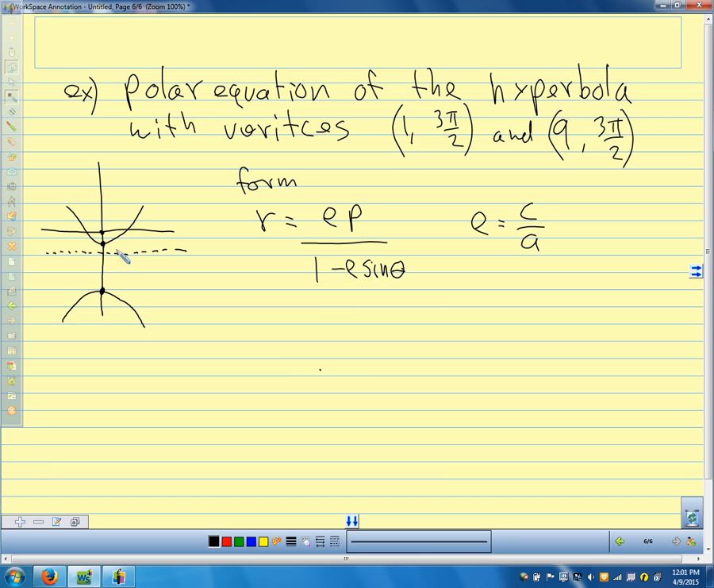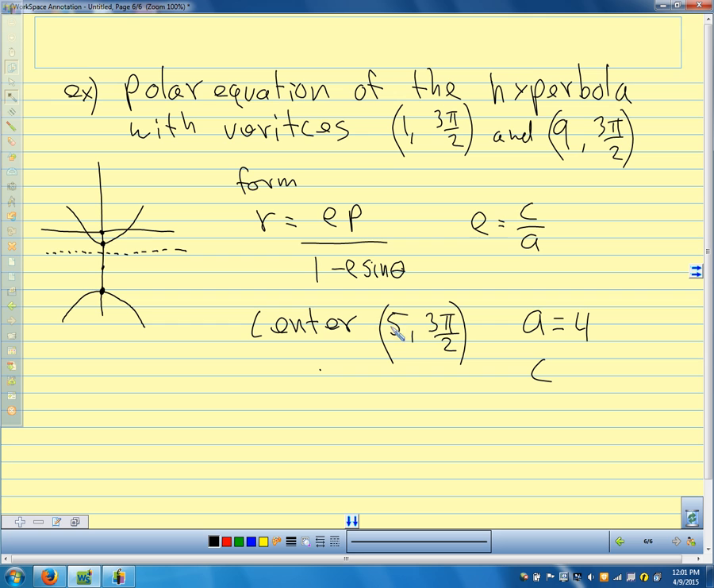Halfway between the vertices. So what point is halfway between 1, 3 pi over 2 and 9, 3 pi over 2? 5, 3 pi over 2. The center is at 5, 3 pi over 2. So there's our center here. So now we have all of our information. What is A? From the center to the vertices, what's that distance? 4. From 5 to 1, or from 5 to 9 is 4 units.